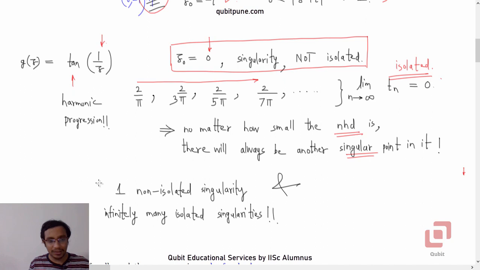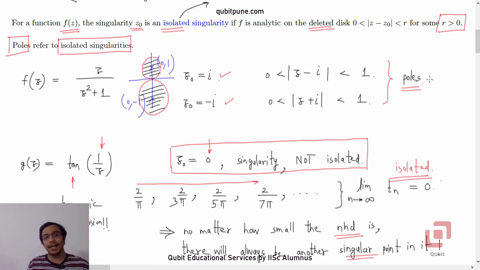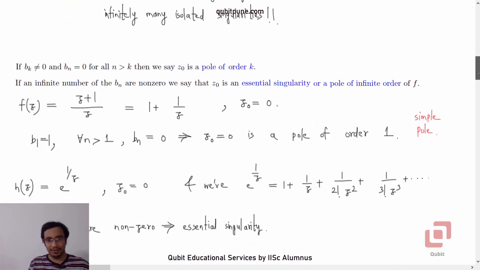And the only non-isolated singularity is the number 0. Okay, I mean, if you wanted, you could have considered the negative terms as well, minus 2 pi, minus 2 by 3 pi, and so on. Okay, all right, so having discussed the isolated singularities, let's now go to the essential singularity.